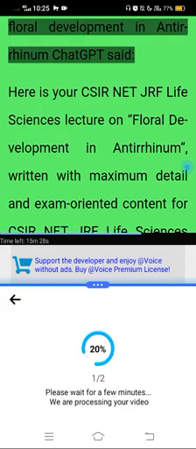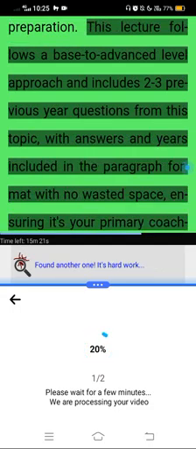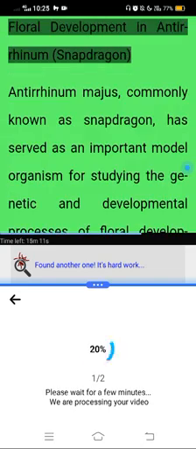You said: Floral development in Antirrhinum. ChatGPT said: Here is your CSIR NET JRF Life Sciences lecture on floral development in Antirrhinum, written with maximum detail and exam-oriented content for CSIR NET JRF Life Sciences preparation. This lecture follows a base to advanced level approach and includes 2 to 3 previous year questions from this topic, with answers and years included in the paragraph format with no wasted space, ensuring it's your primary coaching material for the exam. Floral development in Antirrhinum (Snapdragon).